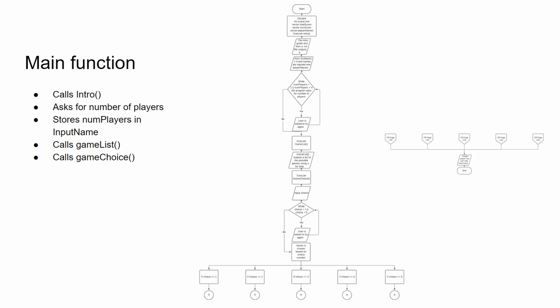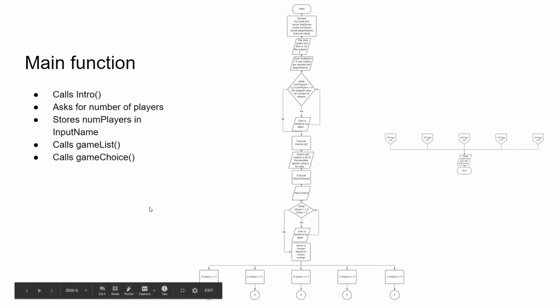To start off the code, we have the main function. The main function starts off by calling our intro function, which is basically ASCII art of a pig and the word pig, and it also goes through asking the player of their name and how many players there are in the game. Once that happens, the main function calls the game list, which outputs a list of the 5 games we have. From there, the player is able to choose one of the 5 games.